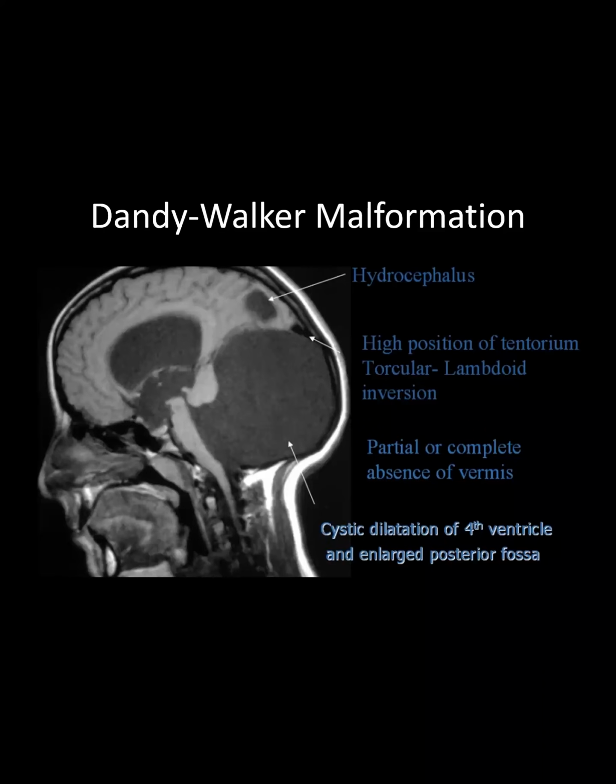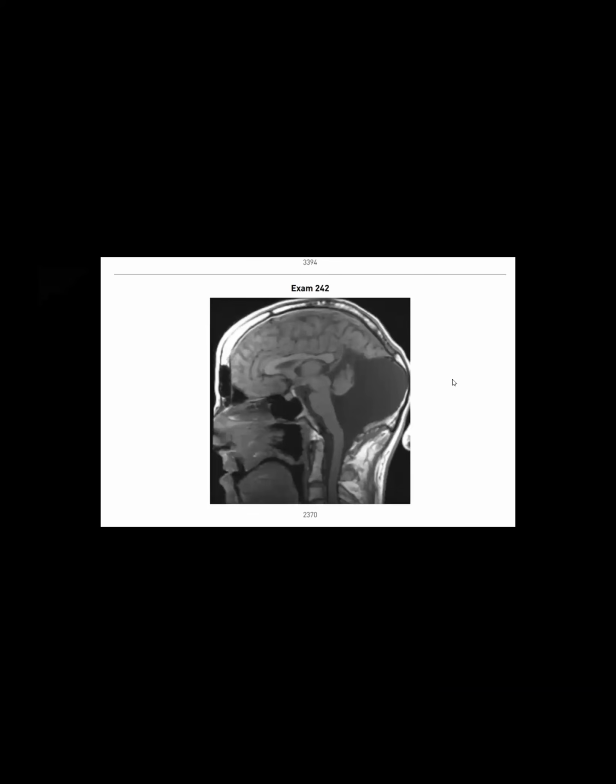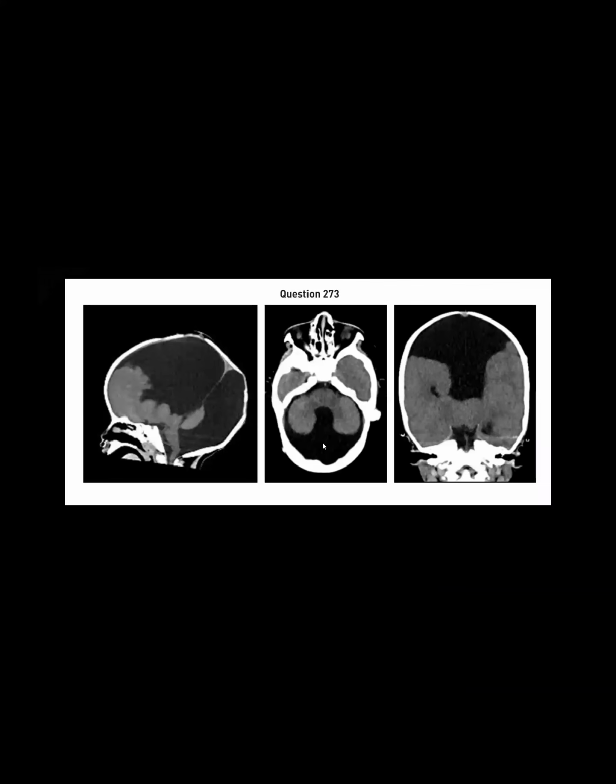Just another example of the same thing. Small vermis and large posterior fossa cyst that communicates with the fourth ventricle. These are all features of Dandy-Walker malformations, and this is the case I showed you before from your right exam from a year or two ago. And the same thing, another case from your right exam from one or two years ago. Small vermis, big posterior fossa with a cyst that communicates with the fourth ventricle.